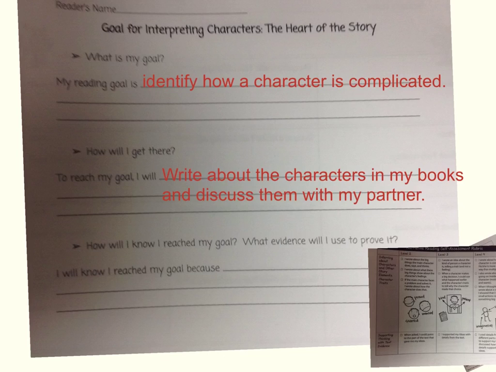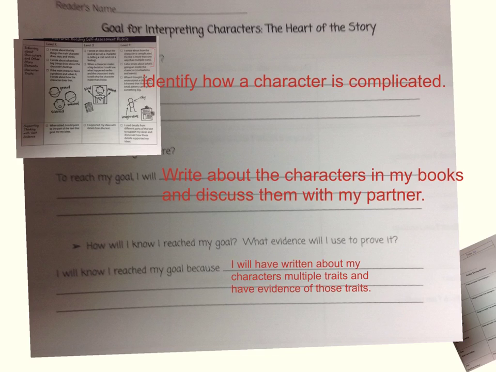Finally, readers, we're going to look at the final question. How will I know when I reach my goal? What evidence will I use to prove it? Readers, I know that I will have reached my goal when I have written about my character's multiple traits and have evidence of those traits. Readers, this means that I will have identified more than one trait for the character in my book, and I will have shown places in the book where they show that trait, or that shows evidence of that trait.